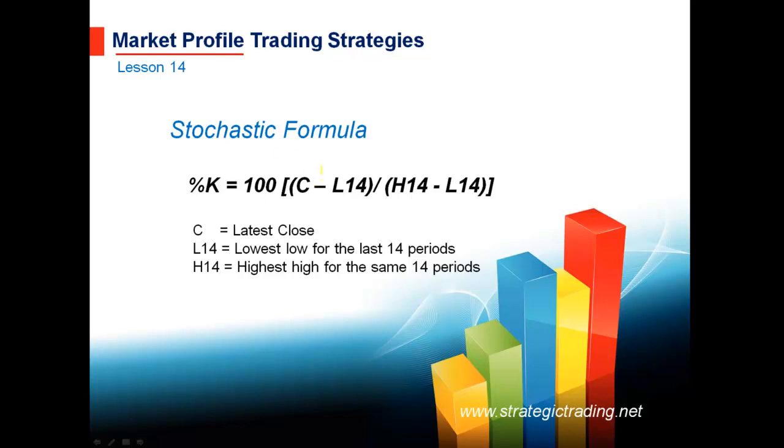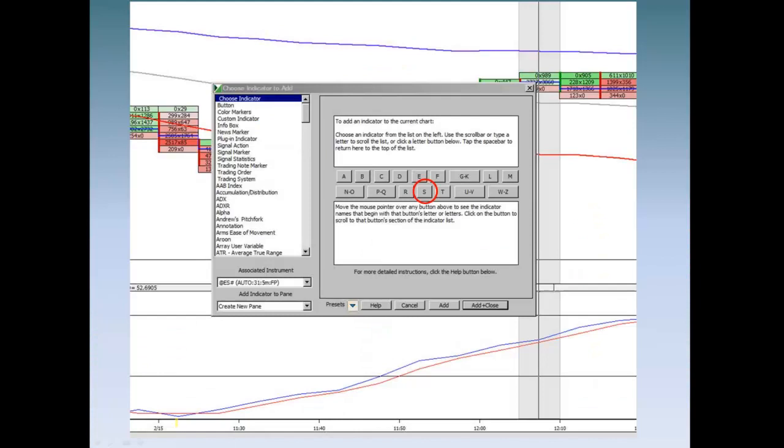It takes a look at the last close of the period and the lowest low for the last 14 periods, the highest high, and it subtracts from it the lowest low, and then it multiplies it by 100 to get a percentage. This is the traditional stochastic formula. The unbound stochastic doesn't really limit it to just 100. It allows us to go above 100.